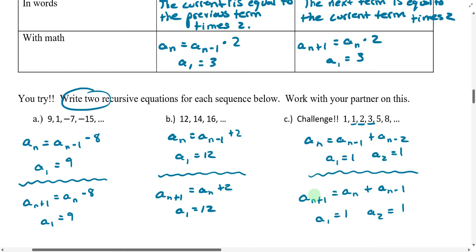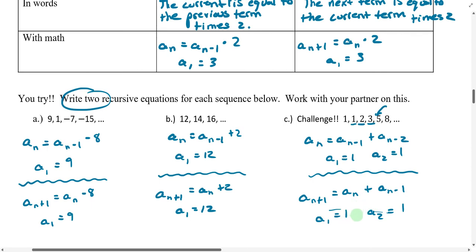The alternative way of writing it is saying a sub n plus 1, right? So if this is our current term, then the next term is 5, okay? And the way that we get 5 is by adding the current term and the term before it. So we need the 3 and the 2. So that would be a sub n and a sub n minus 1. And we would have to add those together. Again, we have to define the first two starting numbers because of the nature of the Fibonacci sequence.